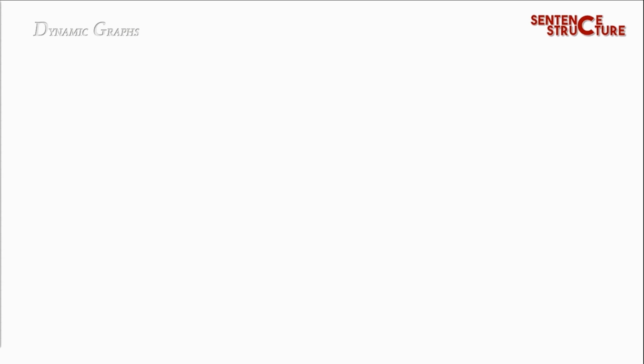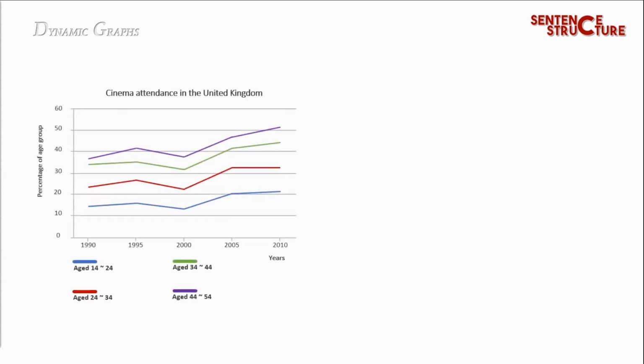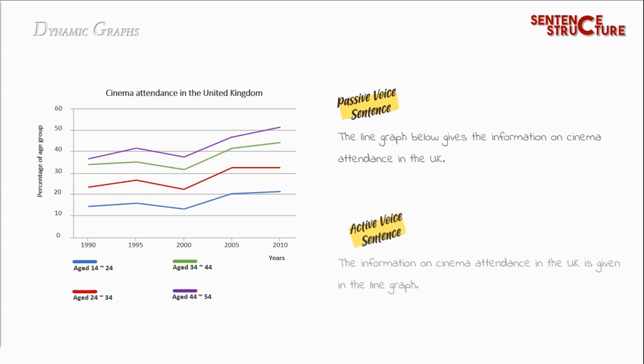In the sentence structure strategy for writing an introduction, we just have to change the active voice sentence into a passive voice sentence. So, the line graph below gives the information on cinema attendance in the UK is changed into, the information on cinema attendance in the UK is given in the line graph.